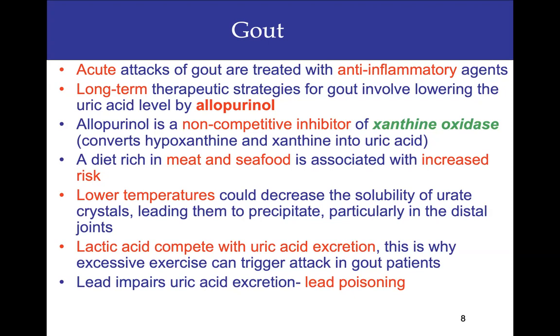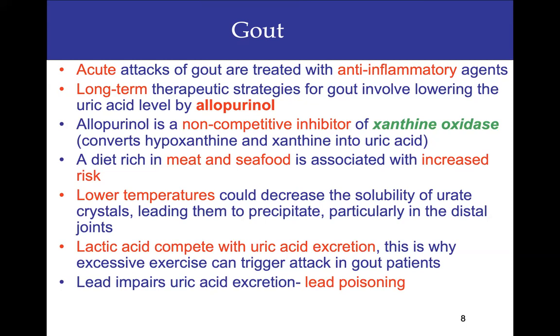So let's say a person is excessively exercising, and they have an excess of lactic acid being produced. Now, lactic acid is filtered out of the body the same way that uric acid is filtered out. They compete with the same transporters. So there's a lot of lactic acid because of excessive exercise, and less uric acid is going to be excreted by the kidneys. There will be an accumulation of uric acid resulting in hyperuricemia, resulting in an attack of gout.